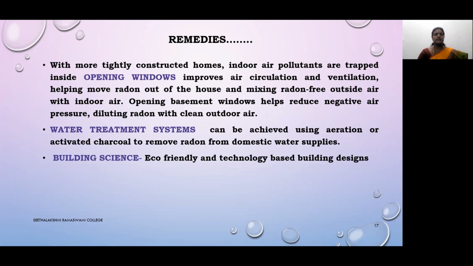Building science. Some home builders add construction elements to new homes that help make the homes radon resistant. Some go so far as to install a full system with a fan. In other states, some home builders include radon resistant construction elements as a value added feature or when requested by home buyers.